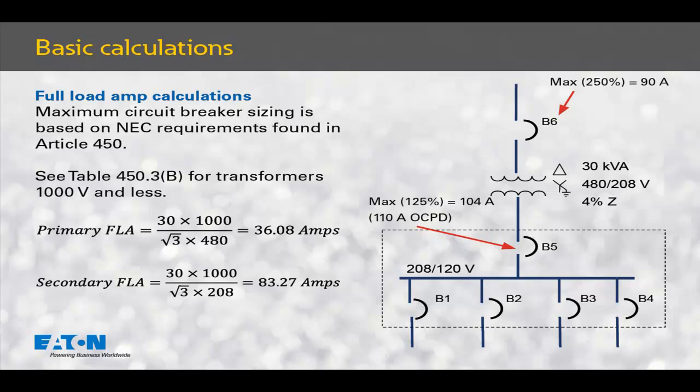Now, we can't purchase a 104 amp circuit breaker, so we're permitted by the NEC to go to the next higher standard overcurrent protective device size, which is a 110 amp circuit breaker. The standard overcurrent protective device sizes can be found in Article 240 of the National Electrical Code. In NEC 2017, our reference is Table 240.6(A). This gives us the standard ampere ratings for fuses and inverse time circuit breakers.